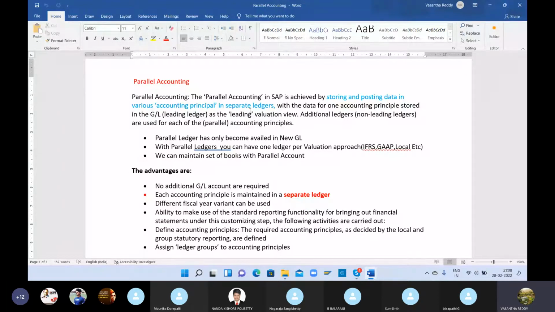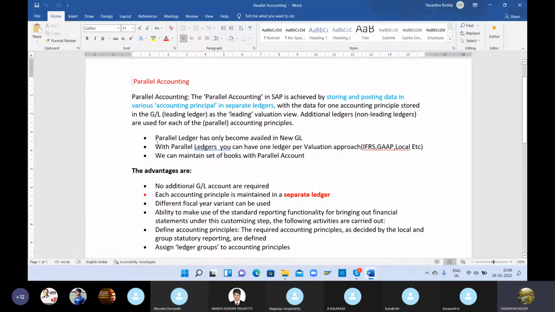The data for one accounting principle is stored in the GL as the leading valuation view. This should be stored by the leading valuation view. Additional ledgers, meaning non-leading ledgers, are used for each of the parallel accounting principles. Likewise, these non-leading ledgers and parallel accounting are the same in some cases. Parallel ledgers have only become available in the new GL. Parallel accounting only involves the new GL concept.